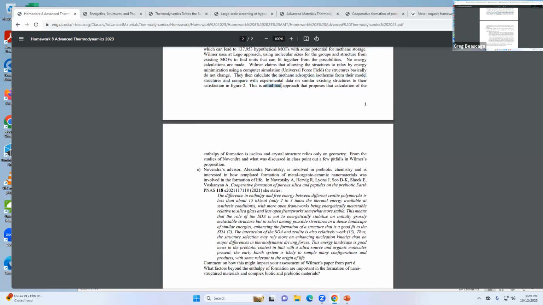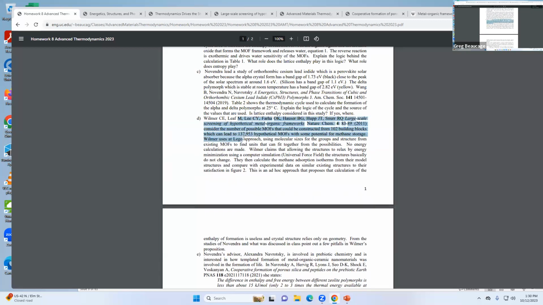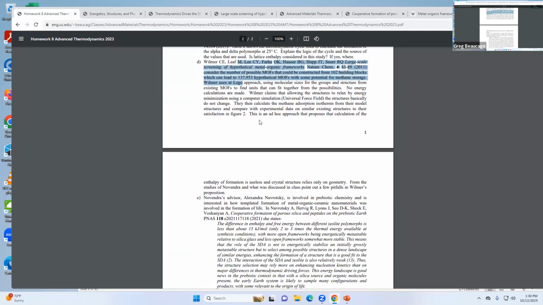Ad hoc means they're just winging it, and then the calculation of enthalpy of formation is useless. Crystal structure relies only on geometry. And then on the other hand, Novendra, whatever, that dissertation basically said everything is the crystal structure and enthalpies, right? So the question is to compare the two and come up with some kind of opinion about either why the Nature paper is the best thing ever, or why the Nature paper is bogus. Look at it and say which way you think is the right way to go.